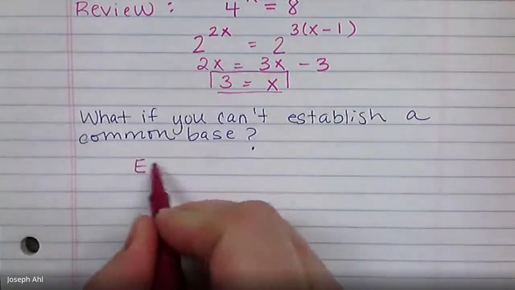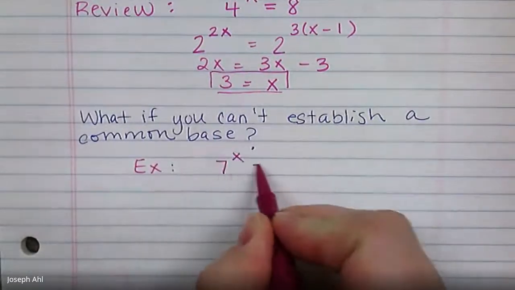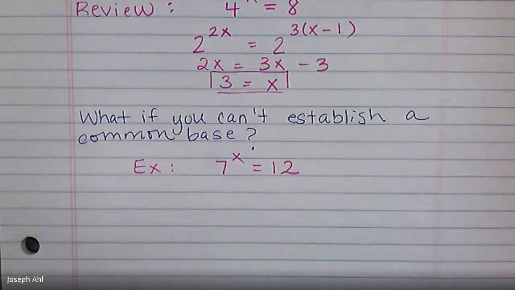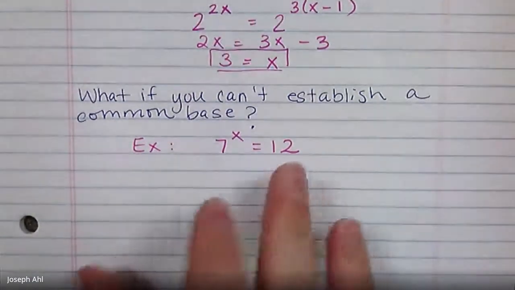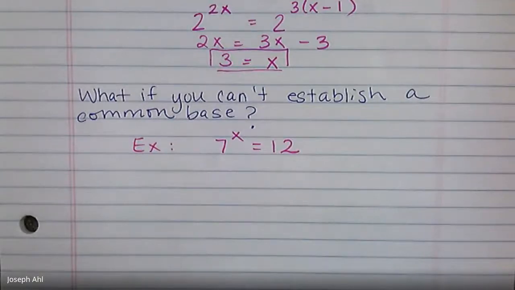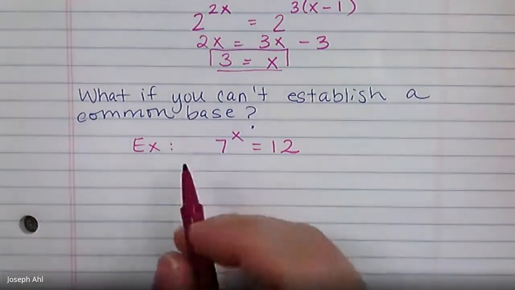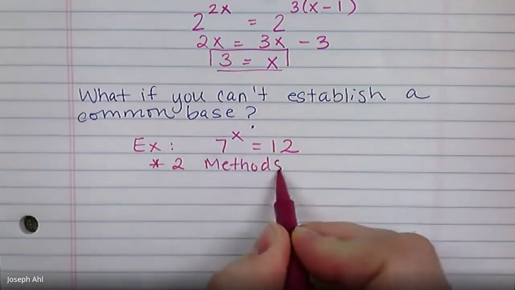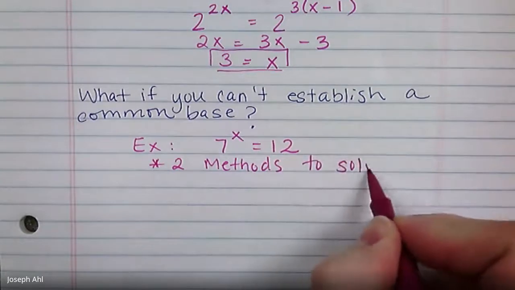For example, if I gave you 7 to the x equals 12, there's no way that I'm writing both sides as a common base right now. If we think about what we did in the last unit, we would have just solved this graphically. We would have done y1, y2, and we would have had to approximate our answer in the end, rounding to the nearest tenth, hundredth, something like that. Well, we can express our answer in an exact form and solve for x using one of two methods. So there are two methods that we'll see in order to solve this.